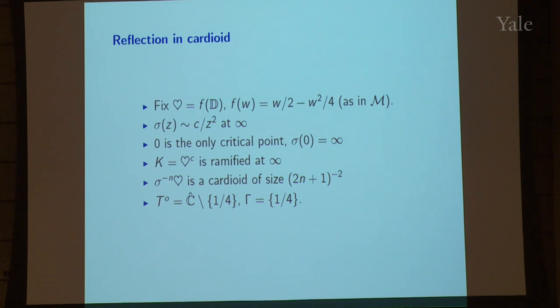And if you only consider the dynamical system reflection in the cardioid, you end up with the tile being the exterior, the complement of the cardioid, so it's ramified. This tile is ramified already. And we're trying to find group structures in the non-ramified situation. The ramified case is very interesting, so you would expect elliptic elements, but it's not what I'm talking about today.